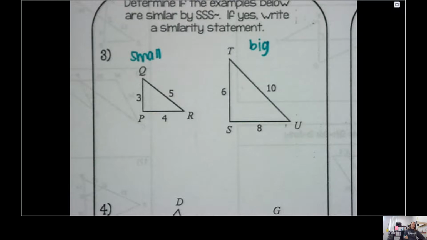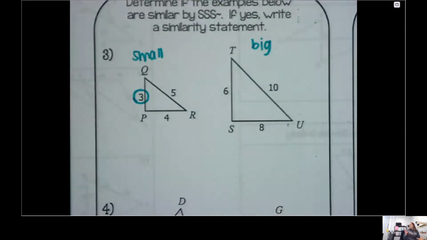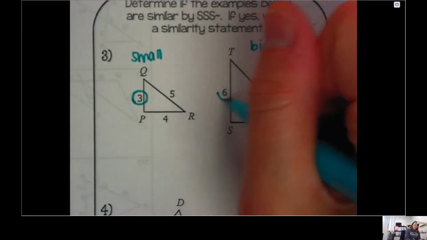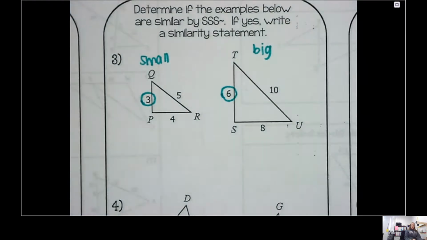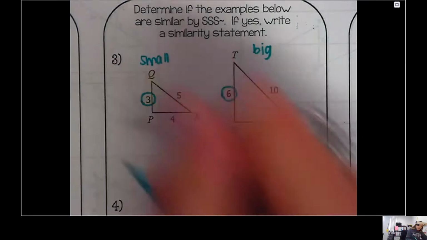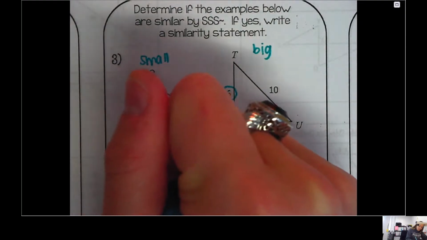So if I look at the small one, I'm going to pick the smallest number there, which is 3. Which would that match with in the big triangle? 6. So here's what I'm going to do. I'm going to make a fraction out of those two. I can do the small divided by big, or I can do big divided by small. It does not matter, but you have to keep the pattern the same the whole time. So to make things easy, I'm going to take the big triangle and divide it by the small triangle.